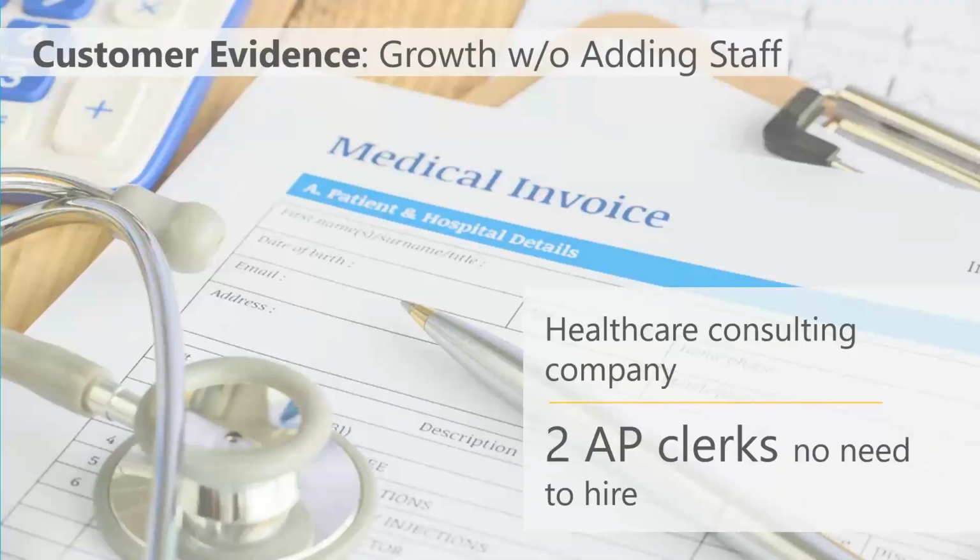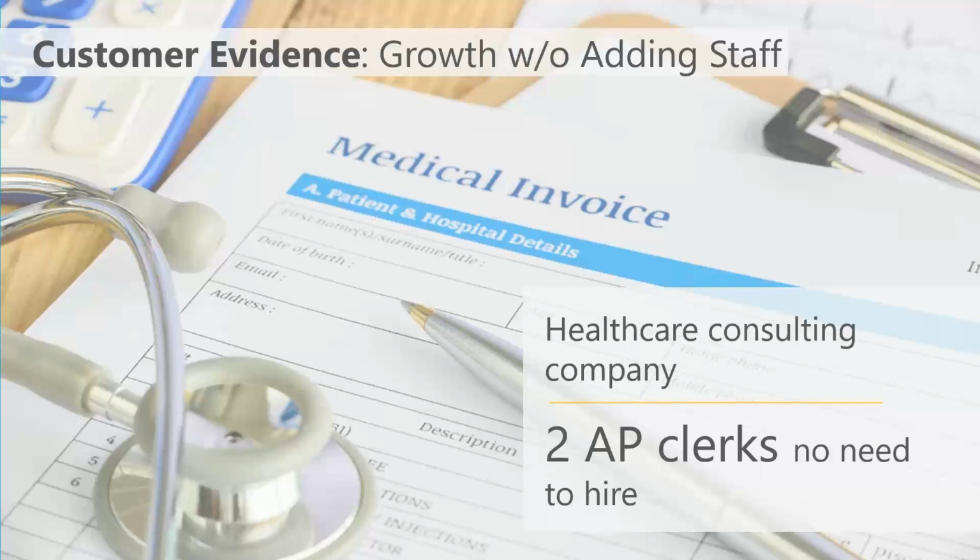So if I look at a healthcare company that wanted to grow with that staff, I know I used my example, but here's one that had 2 AP clerks that they didn't need to rehire. They were able to actually, if I remember right, this particular one, reallocate one of their clerks to be able to do something that was more productive for the company.